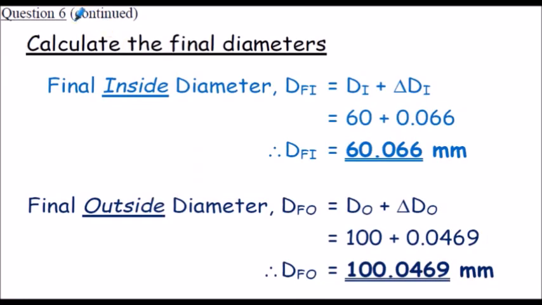And if we wanted to calculate the final diameters of the vessel when pressurized, the final inside diameter would be the original inside diameter plus the change in diameter we've calculated. So the final inside diameter is 60.066 millimeters. And the final outside diameter would be the original outside diameter plus the change in the outside diameter calculated. So the final outside diameter is 100.0469 millimeters.